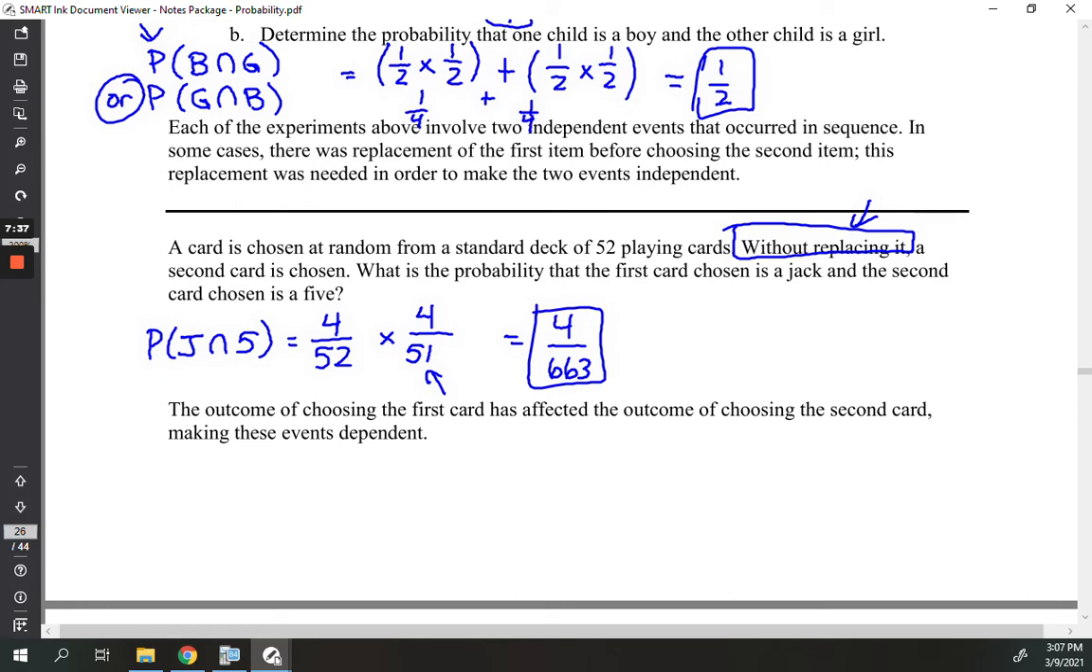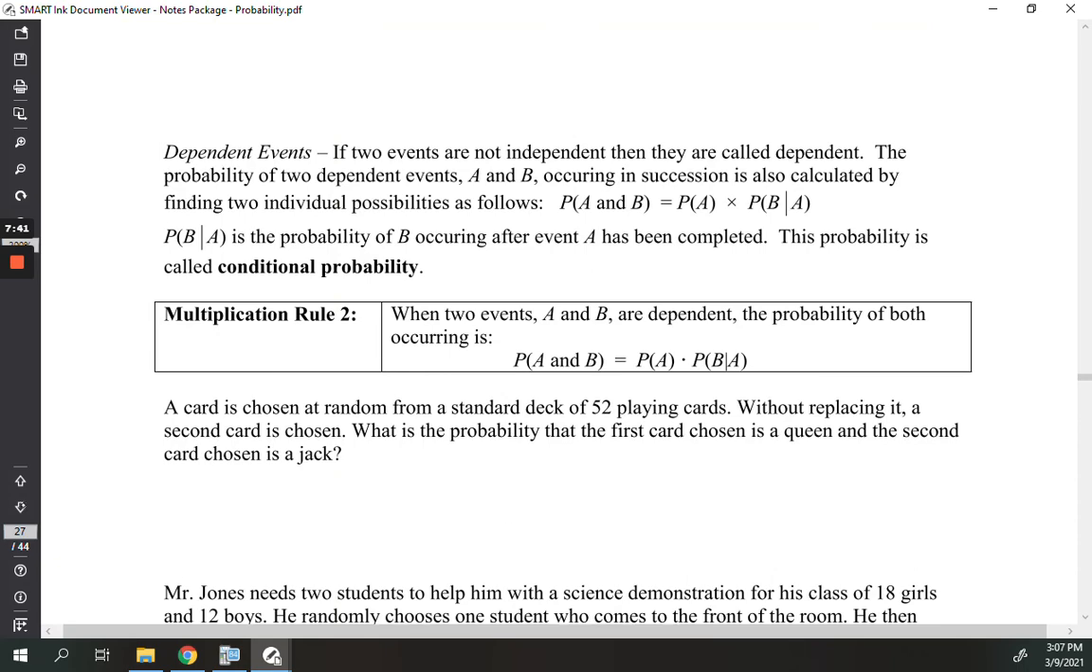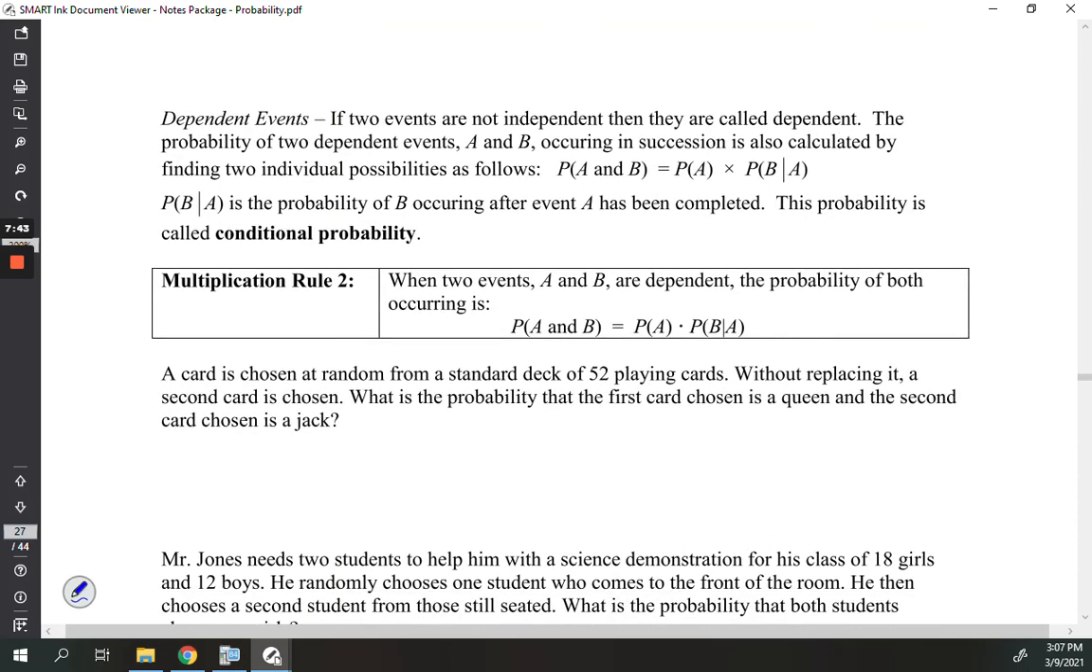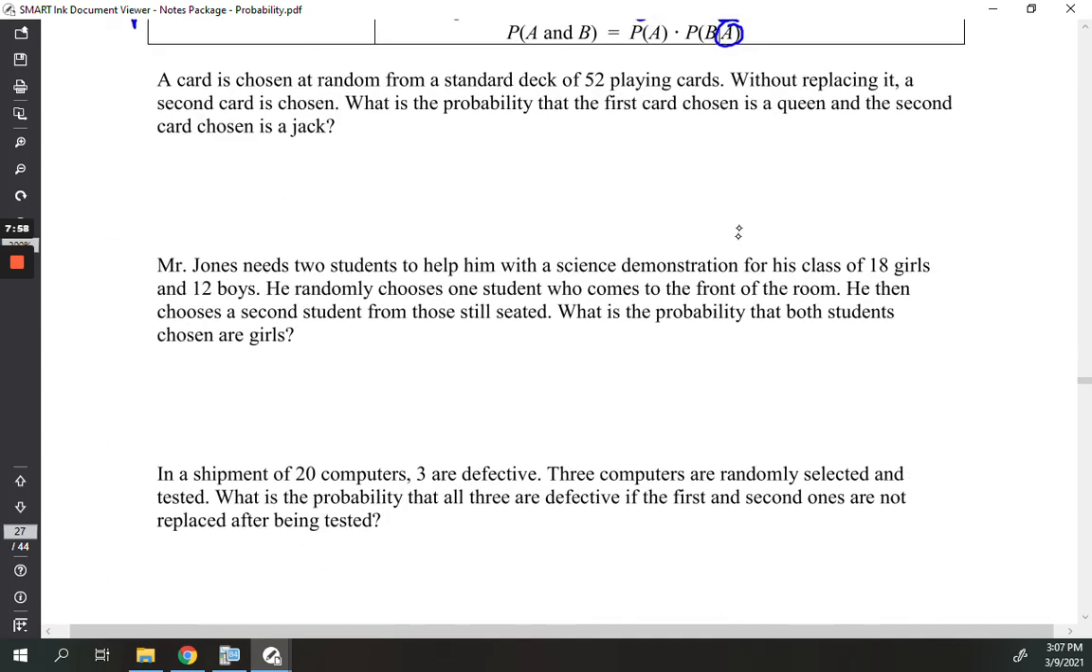So let's look at just a couple more examples of that. It kind of gives you the general rule here. If it's a dependent event, you're going to do your first probability regularly, but when you do your second probability, you have to take into account that A already occurred and it might impact it. So let's try this one here.